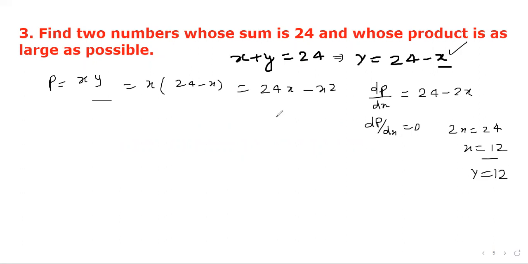Now we try the second derivative. So d2p by dx2 will be equal to minus 2, which is less than 0, and the function is maximum. So the corresponding values of x and y are 12 and 12.